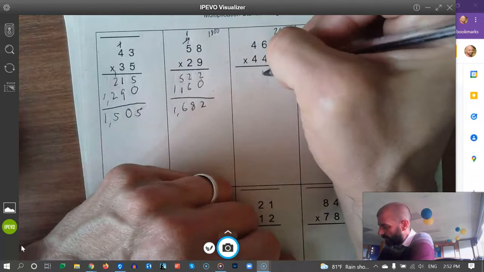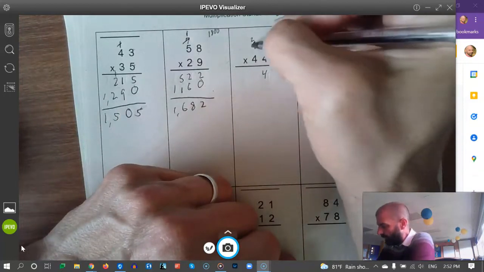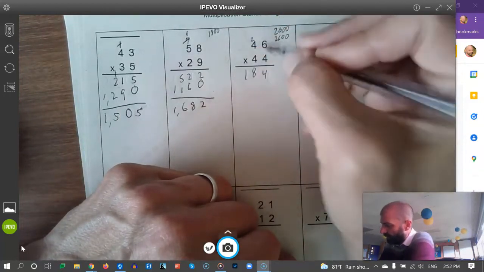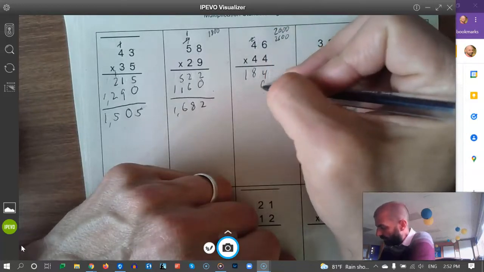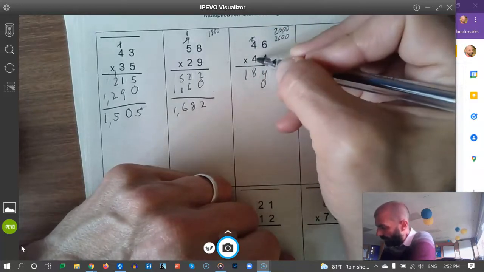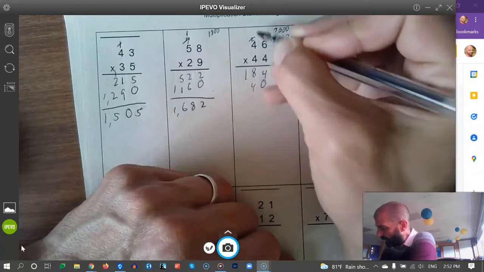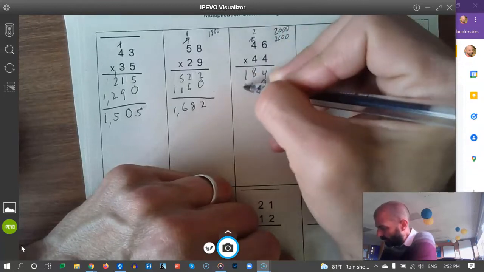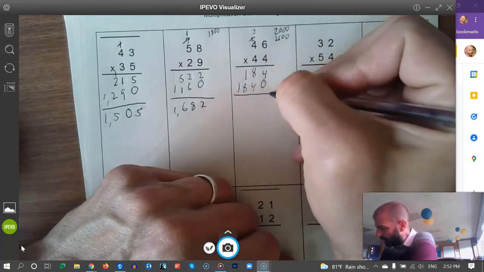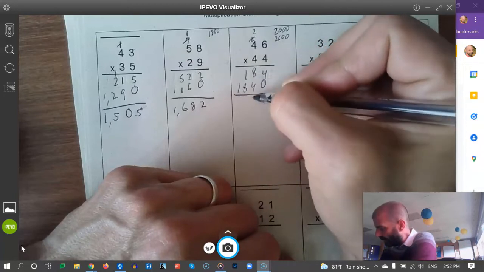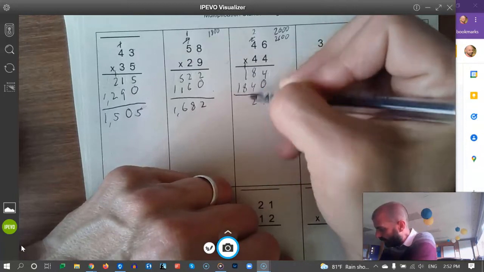All right, 4 times 6 is 24. Carry the 2. 4 times 4 is 16, plus 2 is 18. Cross that out. Write my 0 here because this is 40 and not 4. 4 times 6 is 24. It's the same thing, isn't it? 4 times 1 is 18. Now we got 4. 8 plus 4 is 12. 1 plus 2, 10.